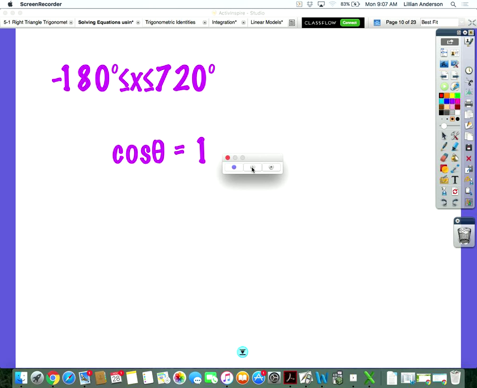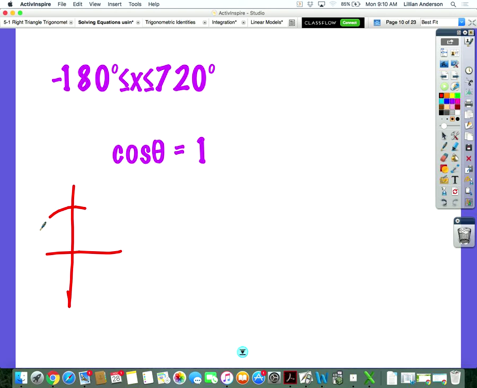All right, here's the next one. Watch that domain. Be careful. So with this one, you have to check your domain. Be very careful. You're going from a negative 180, which is going this way in the clockwise direction, and then going around twice in the counterclockwise direction to get to 720. Okay?